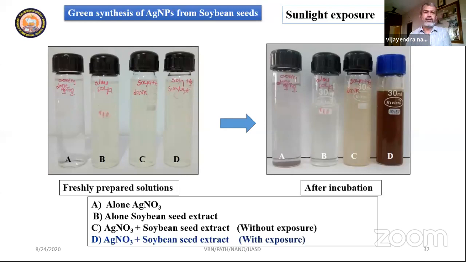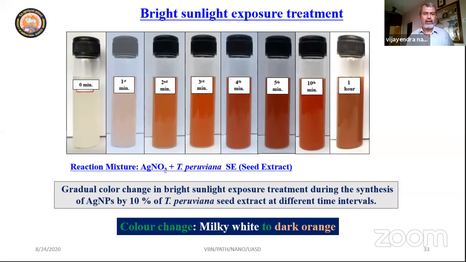The second question arises: how much time is required? You may not believe it, we started with Thevetia peruviana, yellow oleander, then AgNO3, and kept them for different times. The same tube was kept for different times. See now how things happened. Near exposure to sunlight, with 10% plant extract, just see in 1 minute slight changes at 2, 3, 4, then 5 minutes. Most probably by 10 minutes you can find it, and in 1 hour.